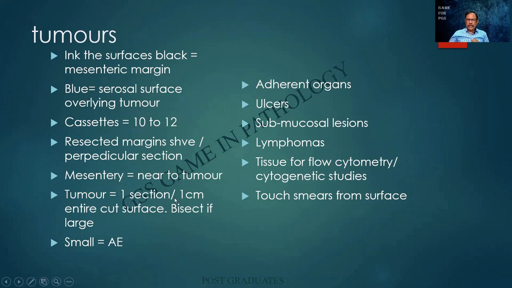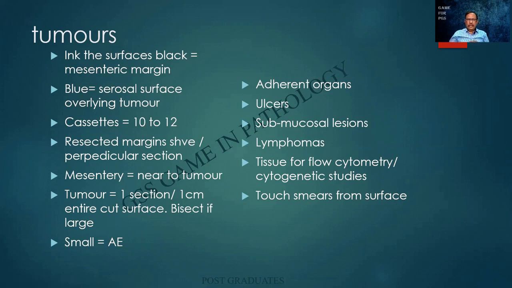From the tumor, if it is going to be greater than 1 centimeter, for every 1 centimeter, there has to be a section. If it is very small, it has to be all embedded. And the adjoining or the adherent organs. If there is any other ulcer or submucosal lesion, those have to be sampled. And non-epithelial lesions such as the lymphomas, all of us know the importance and the difficulty in the diagnosis. Tissue can be taken for flow cytometry. If possible, we can take touch smears or imprint smears from the surface.